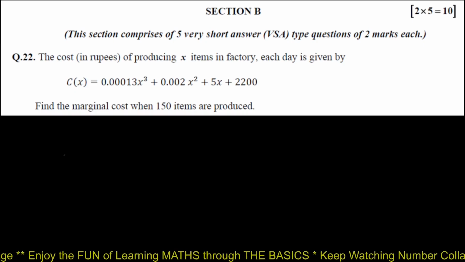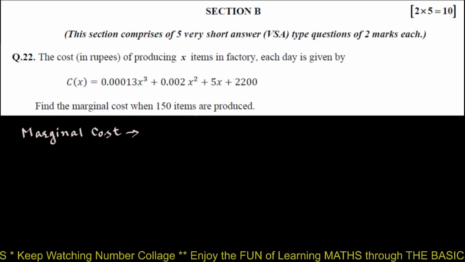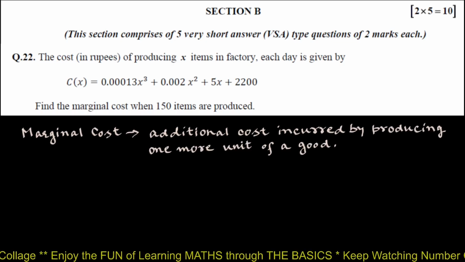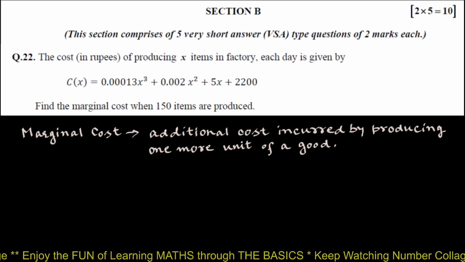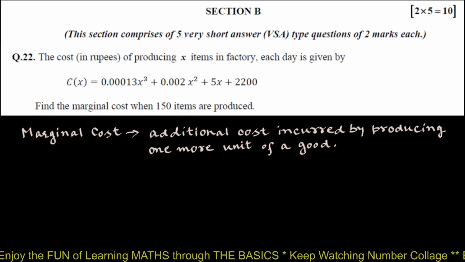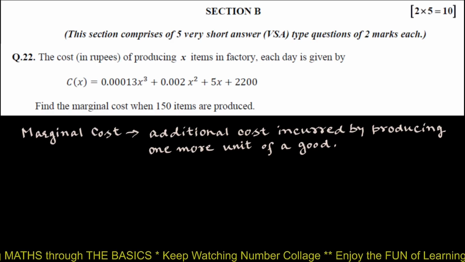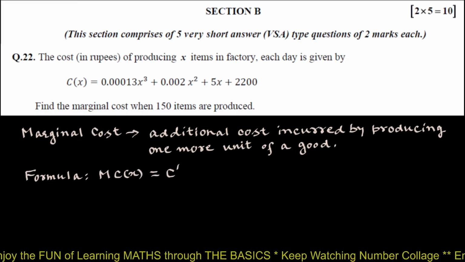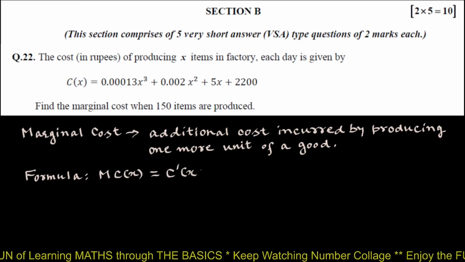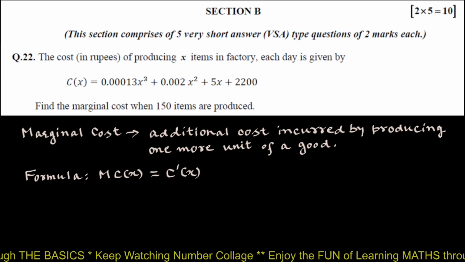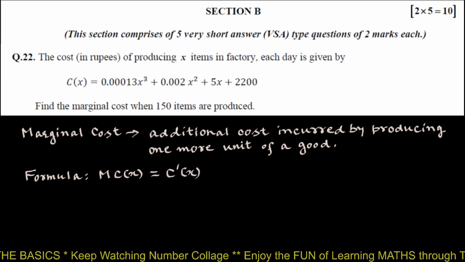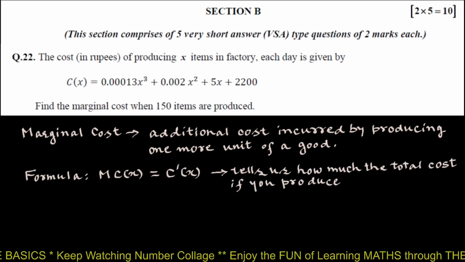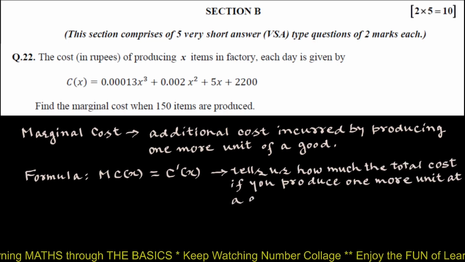Marginal cost is the additional cost incurred by producing one more unit of a good. Marginal cost is calculated by taking the derivative of the total cost function. So we have the formula: marginal cost function of x equals the derivative of the cost function, C dash of x. The derivative C dash of x tells us how much the total cost will change if you produce one more unit at a given production level.